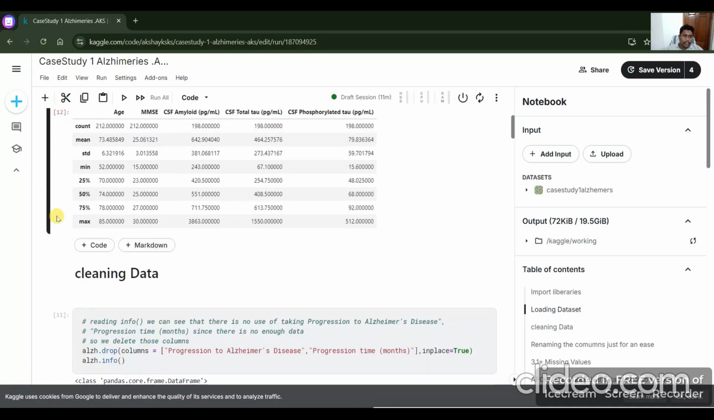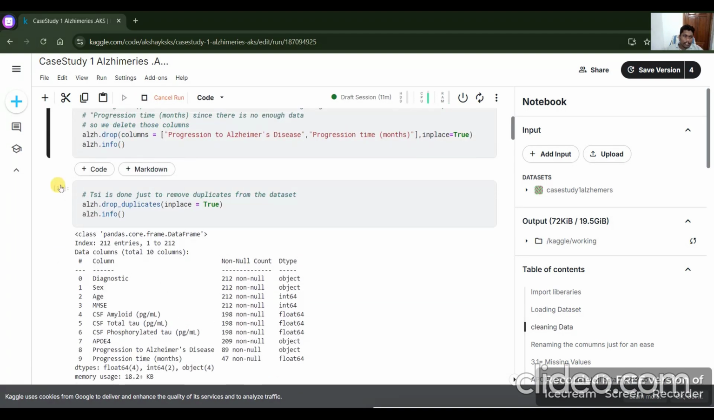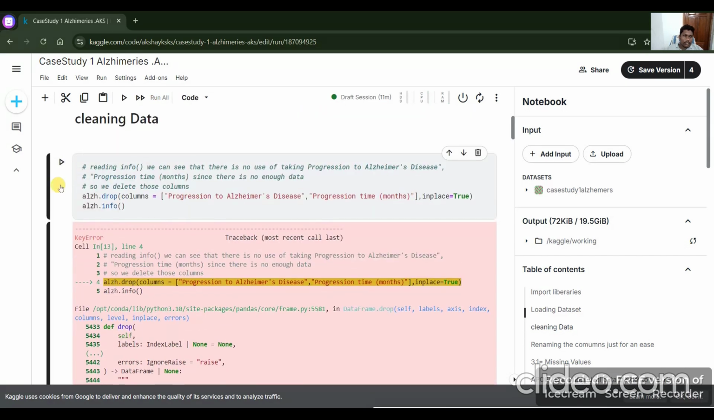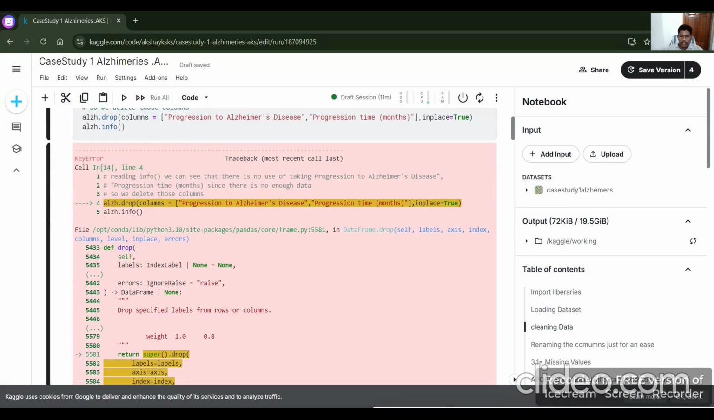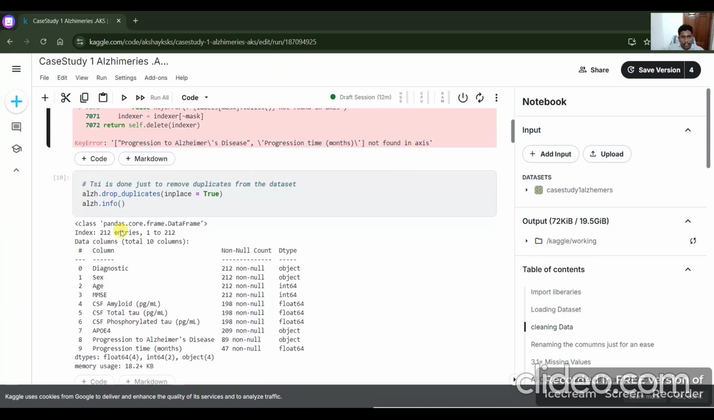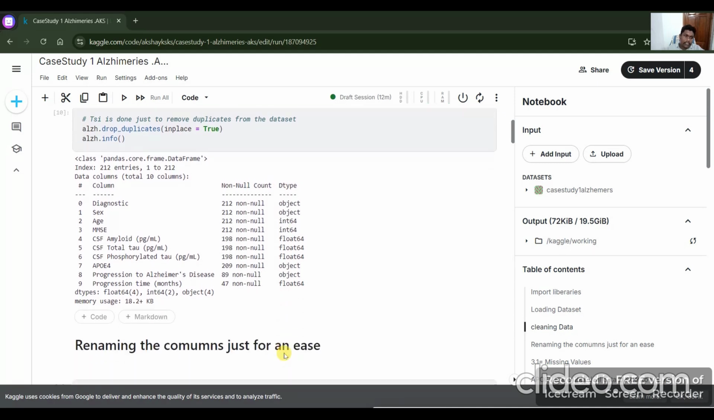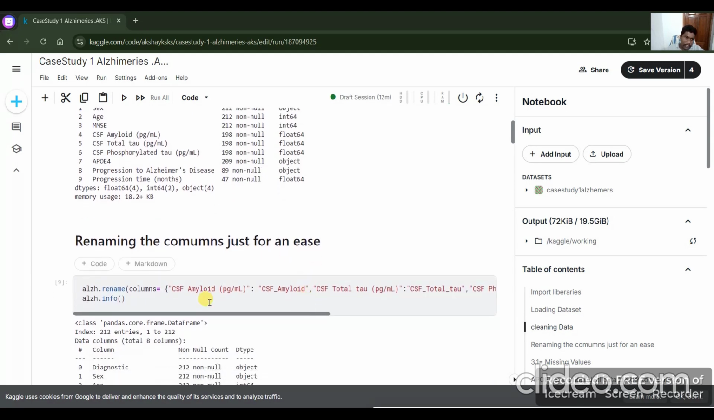Then we describe and clean the data. After some errors, we can see the duplicates are removed. After that, we rename the columns with alz.rename, the renaming function for the dataset.